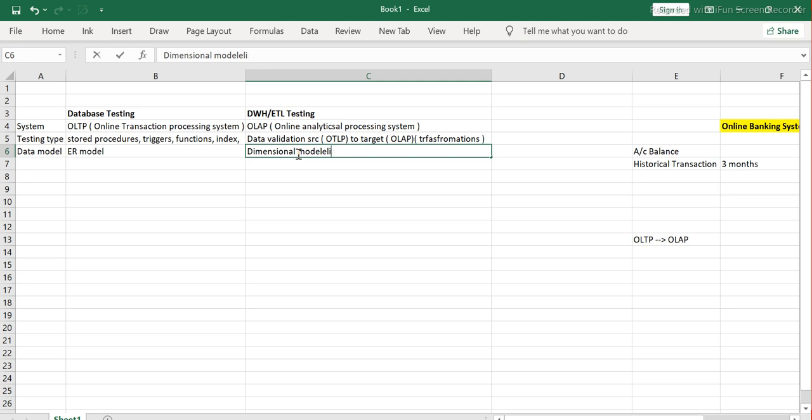And in dimensional modeling, another thing you should know is the difference. Here we have only two types of tables, fact tables and dimension tables, guys. Okay, there are only two kinds of tables. And here in the ER model we do not have any specific kind of table. These are the common tables, right?